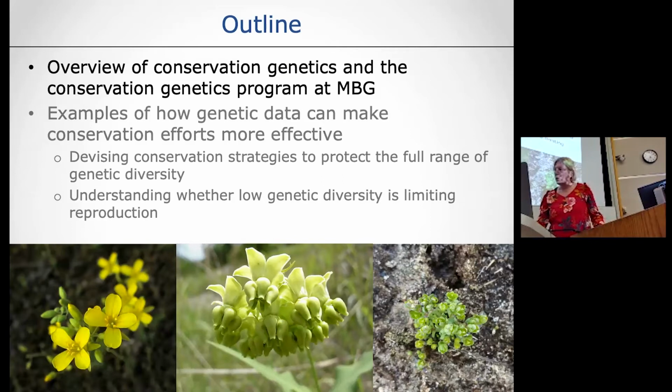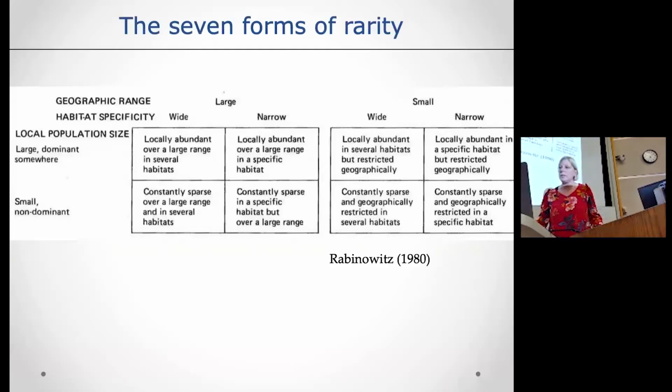Okay, so just to start off with, though, I'll talk about an overview of conservation genetics and the program I run at the Missouri Botanical Garden. Okay, so the theme of the conference was rarity, and so I felt I would be remiss in a talk about rarity without talking about the 7 forms of rarity by Rabinowitz. So this is a paper that tried to define the factors that shape rarity in plants or animals.